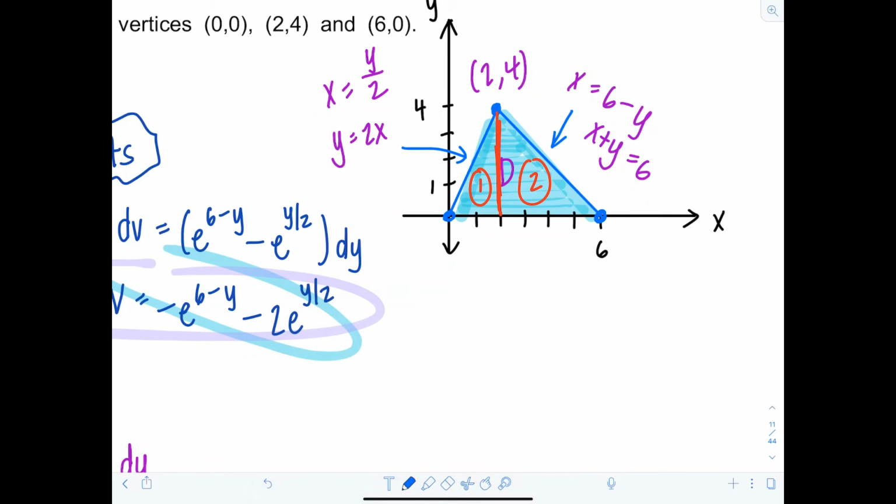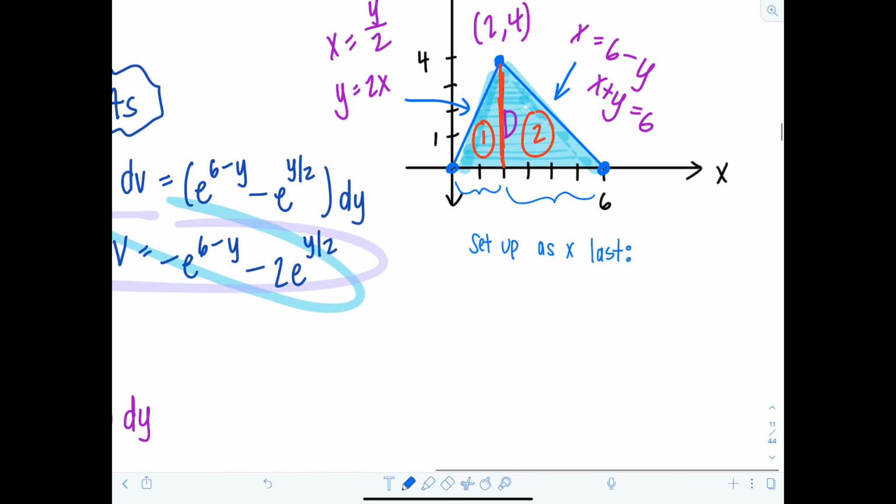So if you wanted to set it up as x limits with respect to x last, or on the outside, you would have to break it up from 0 to 2 and then from 2 to 6. So you would have integral from 0 to 2, and then you would do top minus bottom. So you would have 2x bounding it on top, 0 bounding it on the bottom, y e to the x, and this time dy dx, plus, and then your next integral would go from 2 to 6.